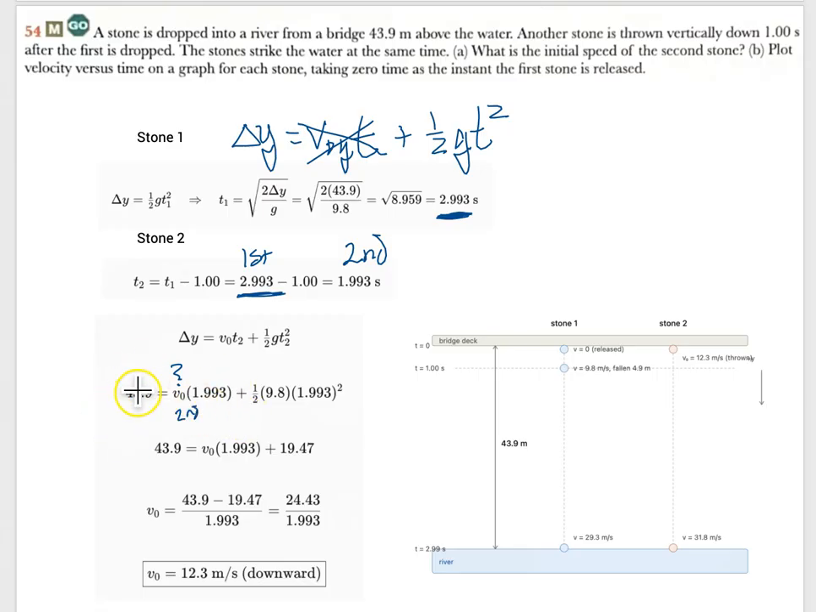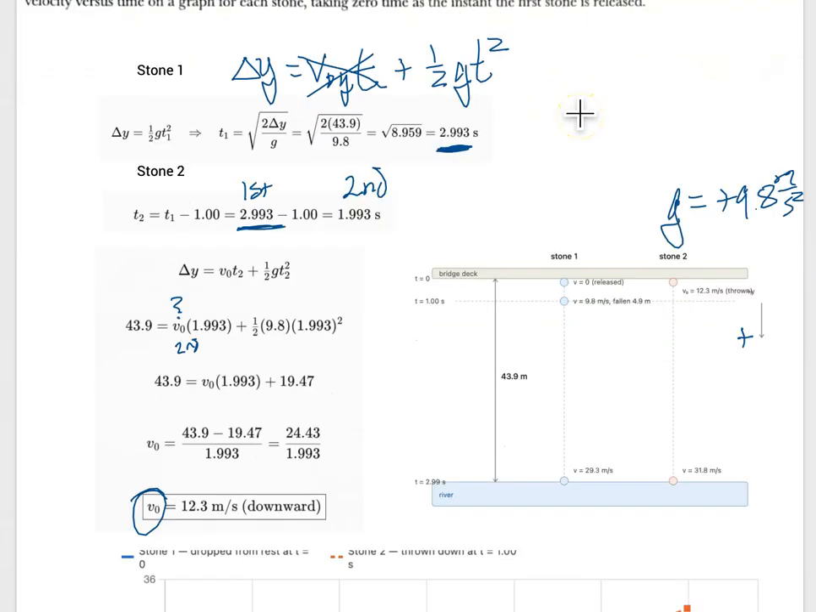So same height, we've got our time, put it in both places, we've got 1/2 of 9.8, and notice everything is positive here. So we're defining down as positive, and that's why our value for gravity is positive 9.8 meters per second squared. Once we do that math, we end up with 12.3 meters per second downward, and that was the original speed. They want us to plot a velocity versus time graph for each stone, taking 0 time as the instant the first stone is released.